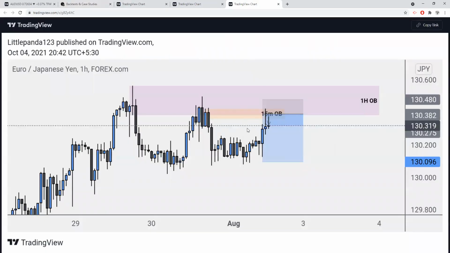Okay, so this one is really ranging right there. I really don't like this one immediately. But of course, you're really good at spotting the entry levels. So you have a 50-minute OB, overall 1 hour OB that was tapped first time. Then it failed to make.